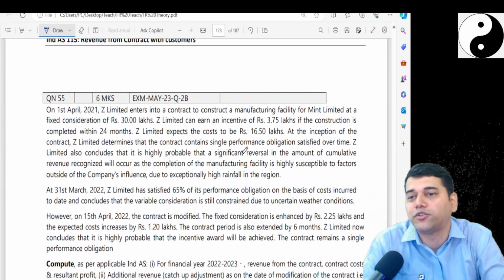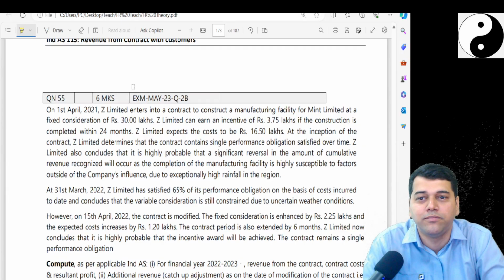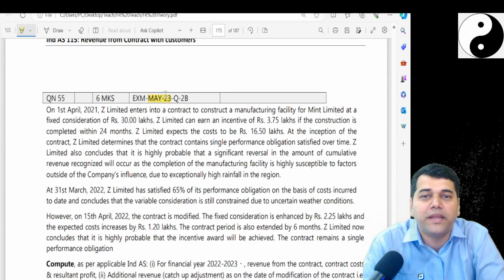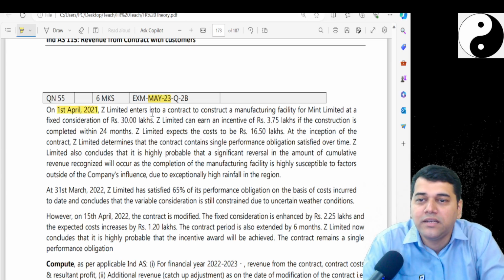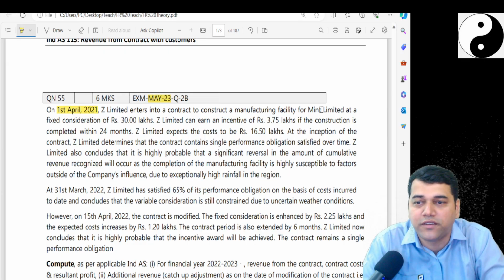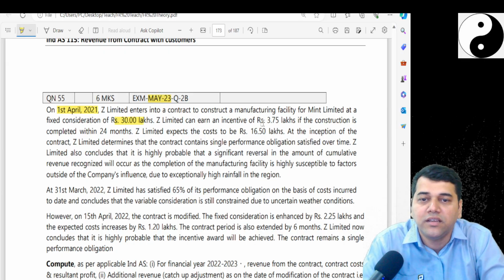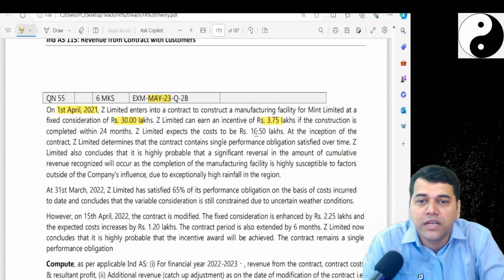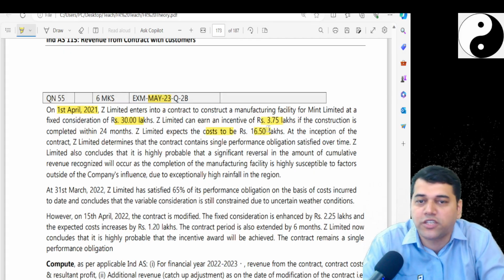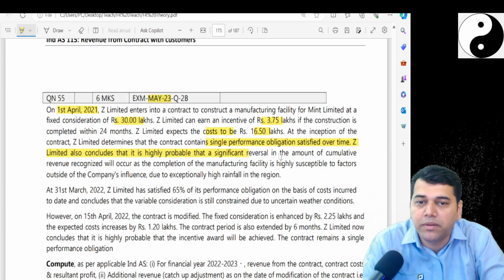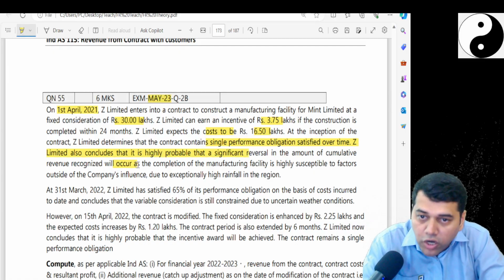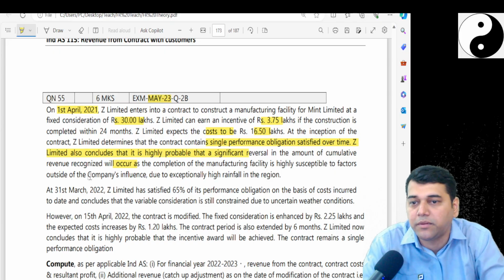Okay, one examination question. This is from your job only, and that too in May 23 only it came. On 1st April, Z enters into a contract to construct a facility, consideration 30, incentive 3.75, expected cost 16.6. At the inception, contract has a single performance obligation, and highly probable reversal of cumulative revenue will occur and is highly susceptible to factors.